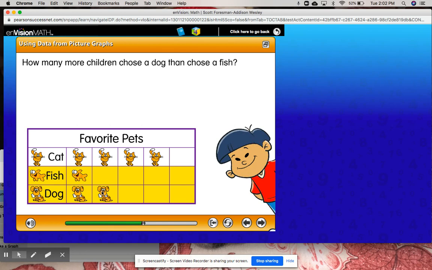It's also going to show and explain to you that there's an easier way that we can compare two items on a graph, and that is by using subtraction. So let's explore this new way.